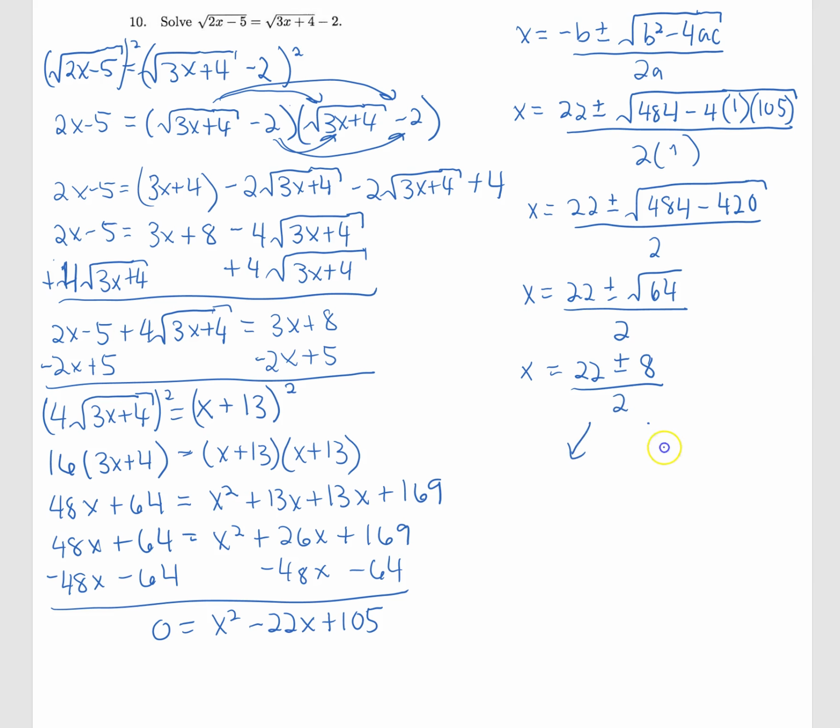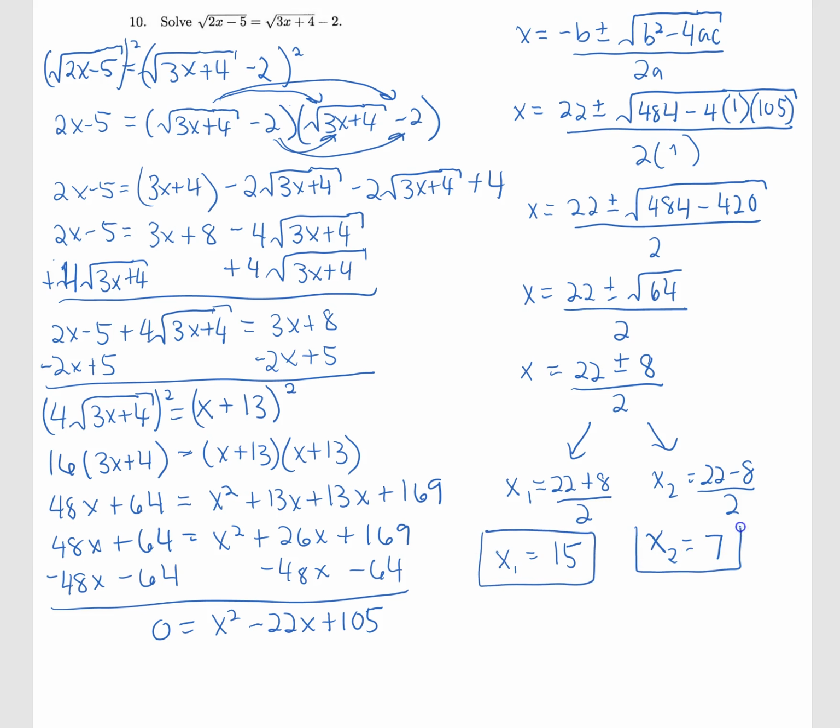So now I'm going to split this up into the two options. We get x1 equals 22 plus 8 over 2. x2 is 22 minus 8 over 2. Working this out, 22 plus 8 is 30, divided by 2 is 15. 22 minus 8 is 14, divided by 2 is 7. So our two answers are x equals 15 and x equals 7.